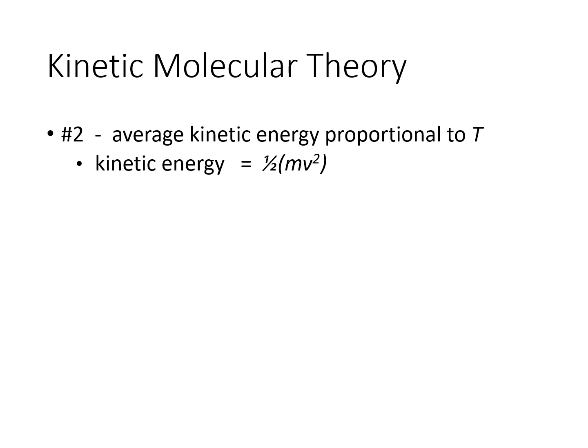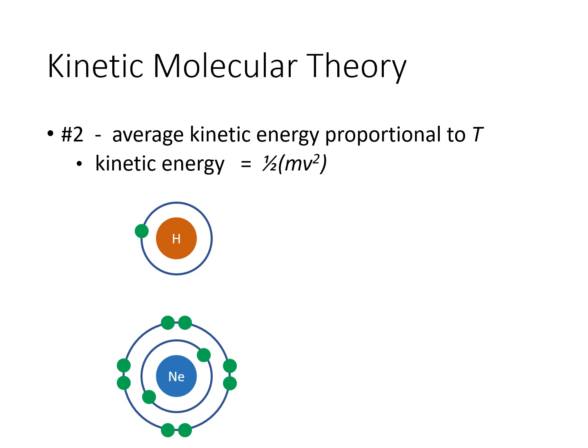So let's say that we had a tank filled with hydrogen and neon gases. Can we predict which one of these will be moving faster and which one will be moving slower? Well, let's look at an example. So here we have hydrogen. Hydrogen comes in at 1.08 atomic mass units. Neon comes in at 20.18 atomic mass units, about 20 times that of hydrogen.